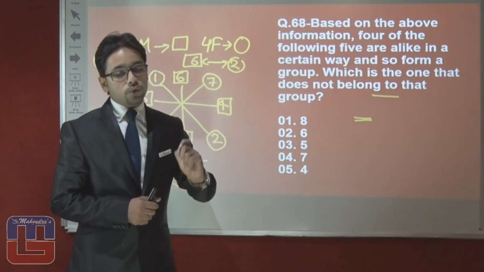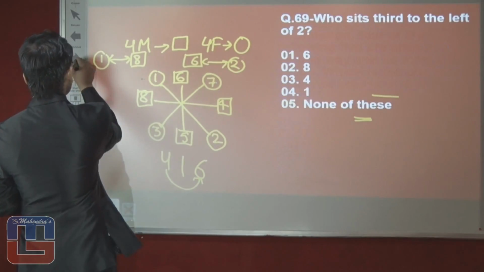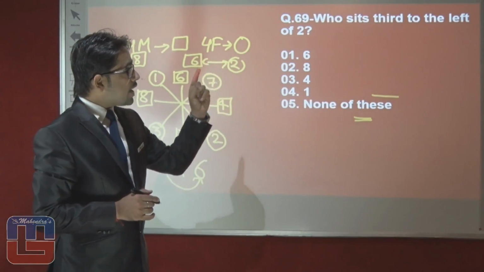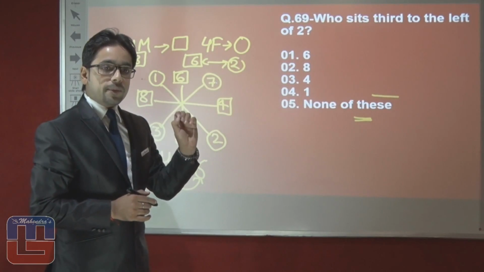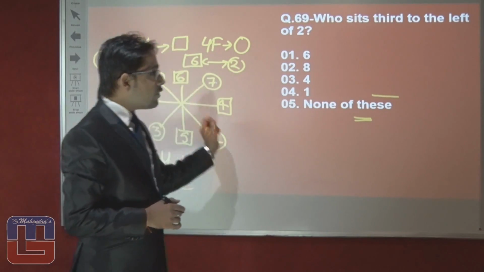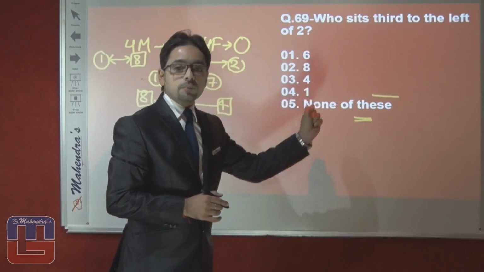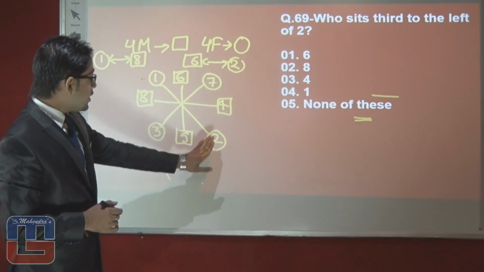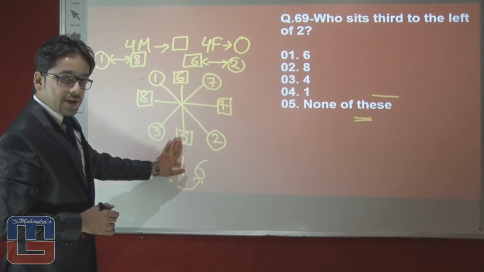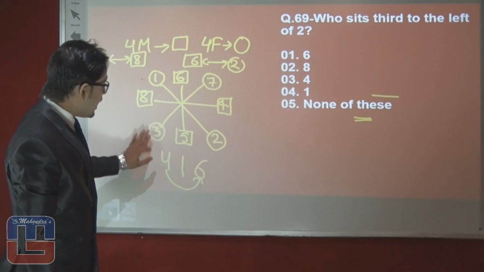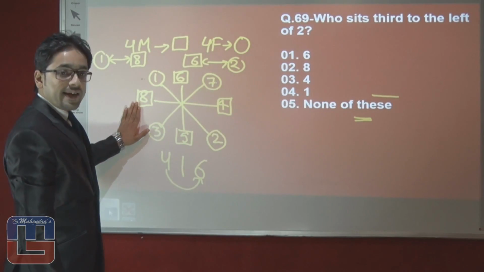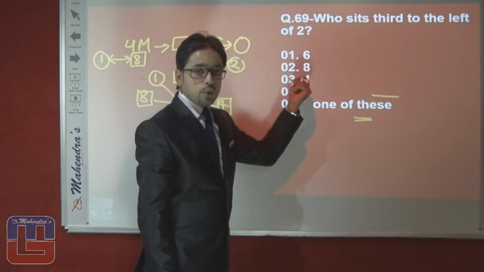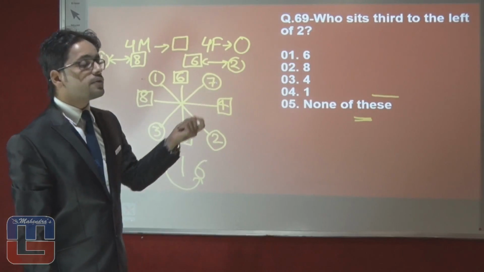Let's proceed towards the next question. As you can see here, who sits third to the left of 2? We have already mentioned, for right you have to move anti-clockwise, for left you have to move clockwise. Third to the left of 2: first left of 2 is 5, second left of 2 is 3, and third left of 2 is 8. We can see the answer is written in option number 2. Option number 2 is the correct answer of this question.